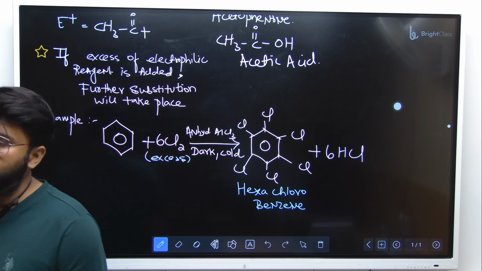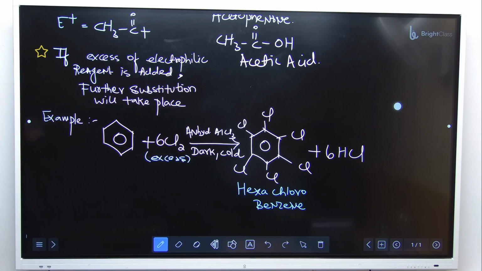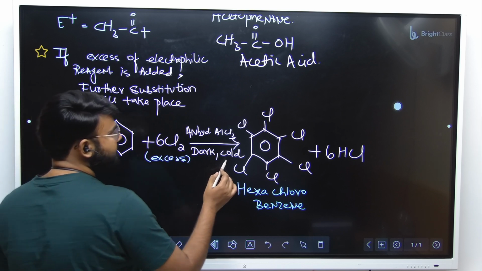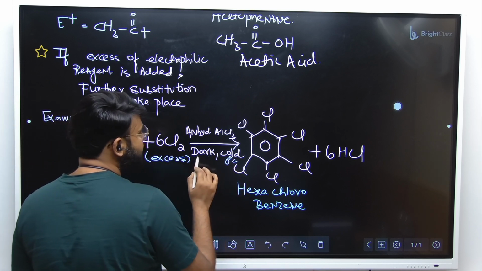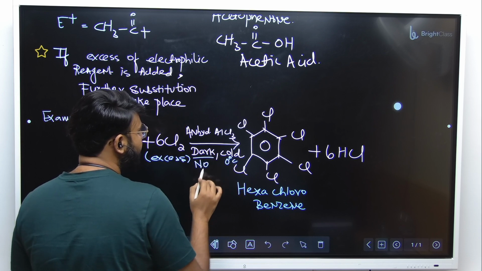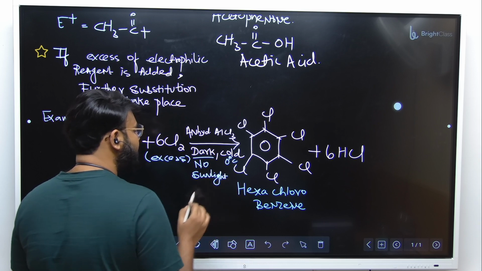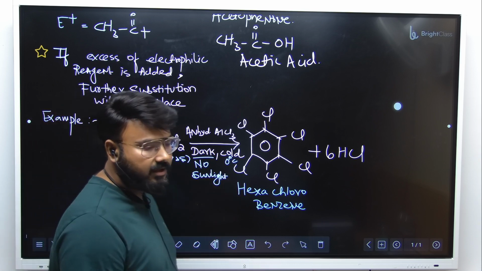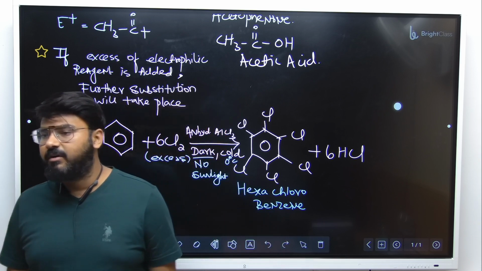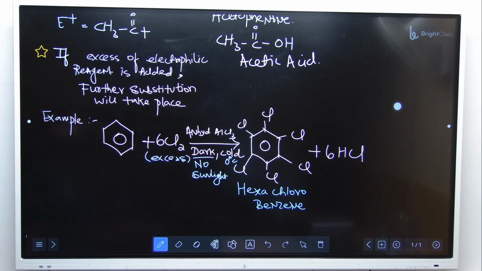Halogen, okay. So what does dark and cold mean? Cold means a cold condition, like 0 degrees Celsius. Dark means there should be no sunlight, because if sunlight is there, there will be some other mechanism. Okay? Avantika, you got it, no?